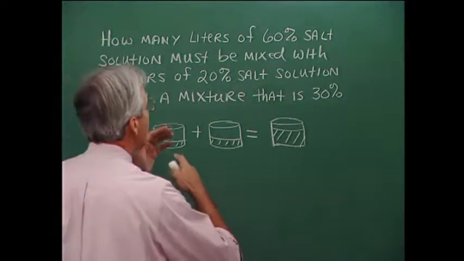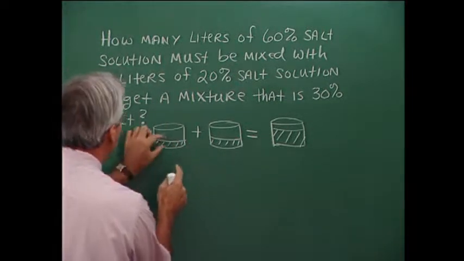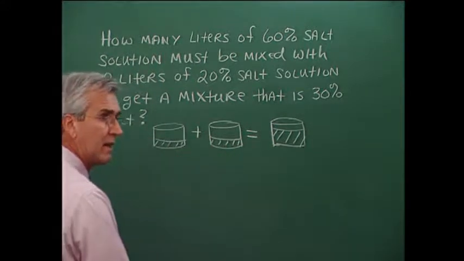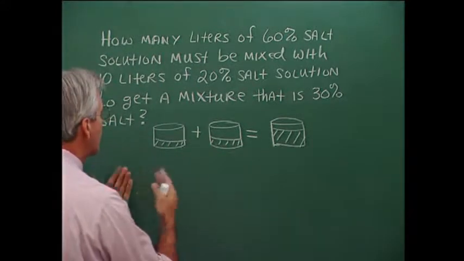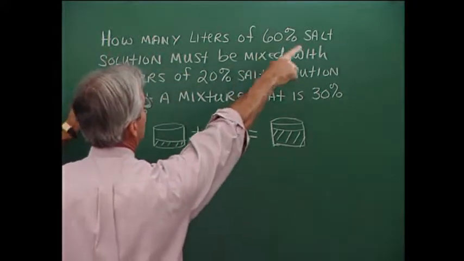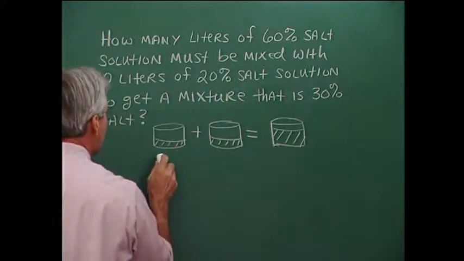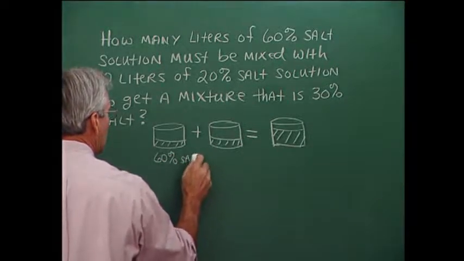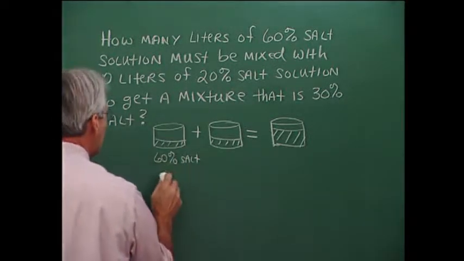Now, what do we have involved here? Well, we have some quantity in each of these beakers, and there is a percent of salt in them. So it's a quantity and percent. Now, the percent, let's see, we have how many liters of 60% salt? So this beaker, let's say, has 60% salt. And we don't know how many liters are in here.